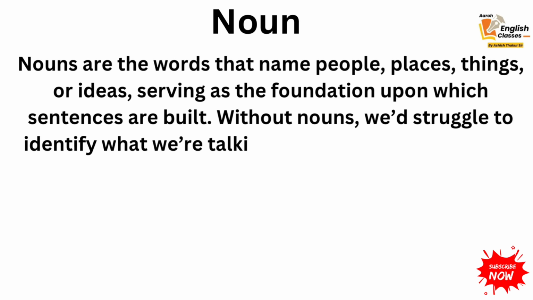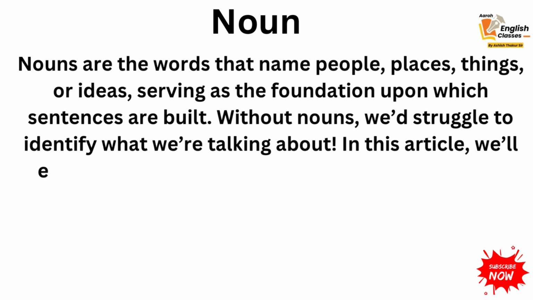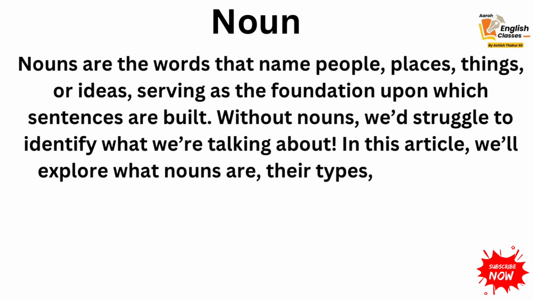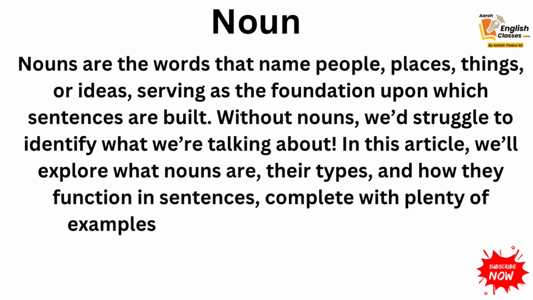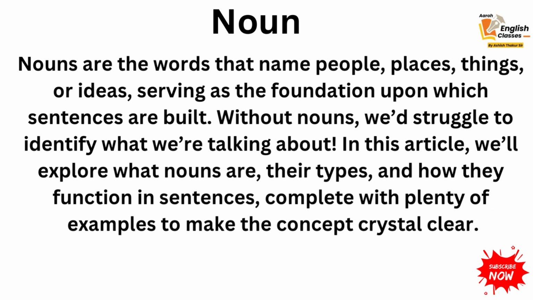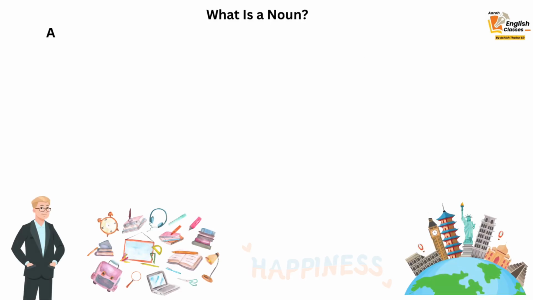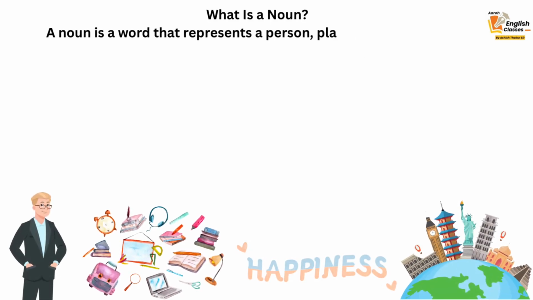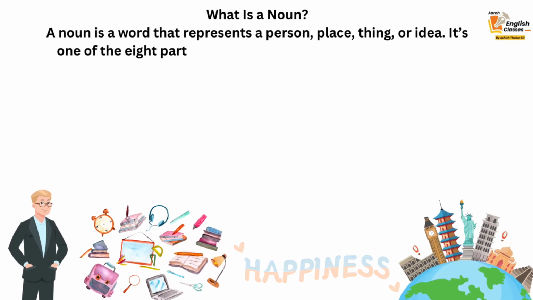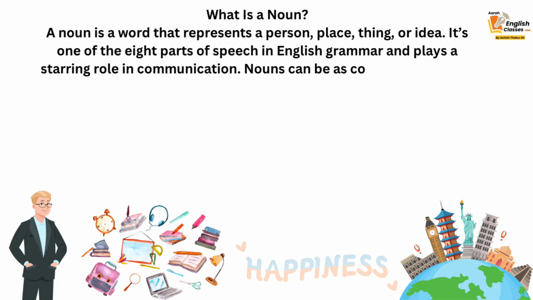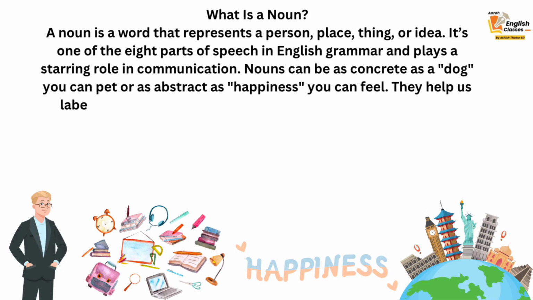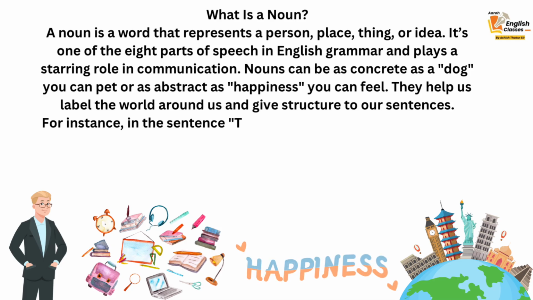In this article, we'll explore what nouns are, their types, and how they function in sentences, complete with plenty of examples to make the concept crystal clear. What is a noun? A noun is a word that represents a person, place, thing, or idea. It's one of the 8 parts of speech in English grammar and plays a starring role in communication. Nouns can be as concrete as a dog you can pet, or as abstract as happiness you can feel. They help us label the world around us and give structure to our sentences.